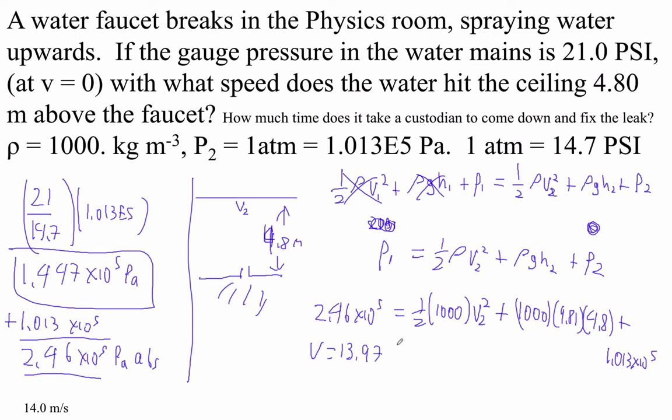And then here's the hardest part of the problem, right? We have 3 sig figs, so how do you round it to that place, right? Well, the answer is it's about 14.0 meters per second is how fast it hits my ceiling and drips all over.